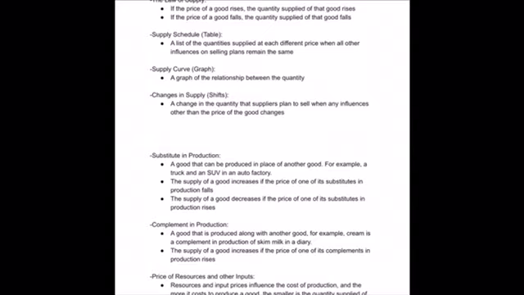Then changes in supply, which is a shift, is a change in the quantity that suppliers plan to sell when any influence other than the price of the good changes. So again, as long as it's not the price that changes. An example is a dairy farm that produces milk. The price of the milk doesn't change, but the number of cows on your farm changes. Either less or more, the amount of milk that you can produce is going to change.